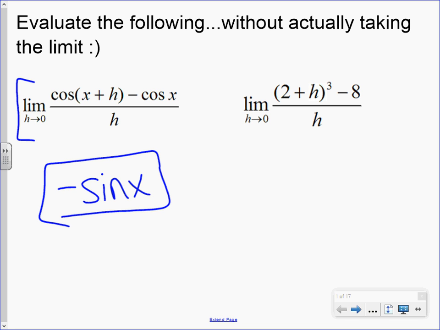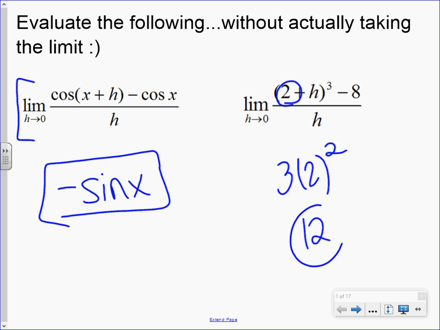Okay, this second one, Will, what is it asking us to find? Okay, 2 has something to do with 2 cubed. So our function is x cubed, and we're evaluating at 2. So what is the derivative of x cubed? So 3x squared is our derivative. Since there's that 2 there, we need to plug in 2. So we have 12 without actually having to do any algebra.